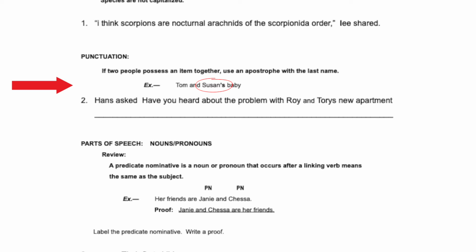Students will insert any needed punctuation. Let's look at the sentence. Hans asked, have you heard about the problem with Roy and Tori's new apartment? I provide a line if you want students to write the sentence while inserting punctuation. Typically, I ask students to insert needed punctuation of the typed sentence.